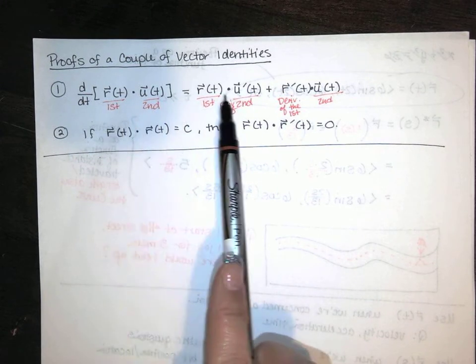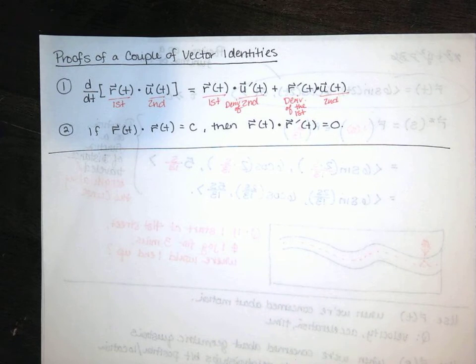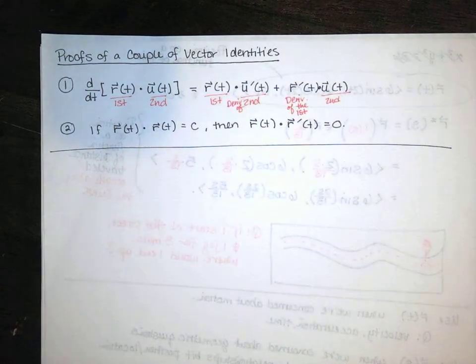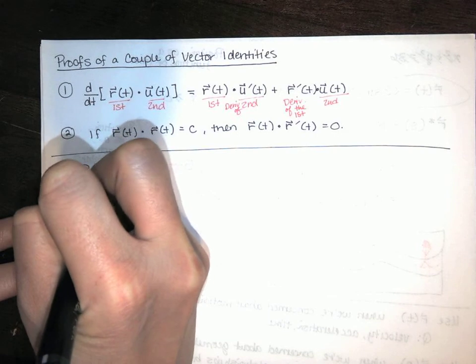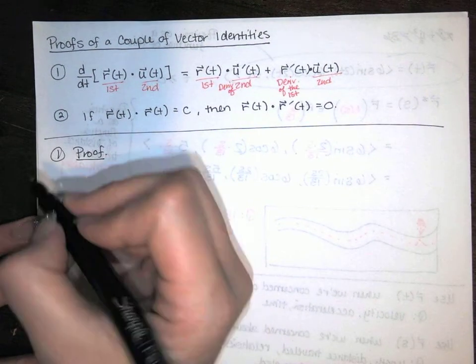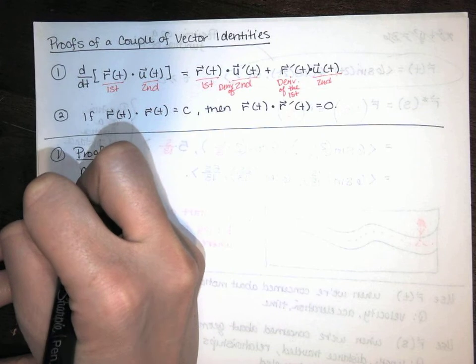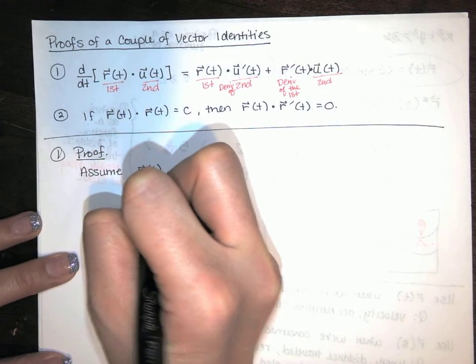And you might say, how on earth? How does that even happen? So we're going to prove this first one, and then we're going to use this result to prove the second one. So let's prove number one. It's actually pretty simple. Let's assume that r and u are vectors in n-dimensional space.